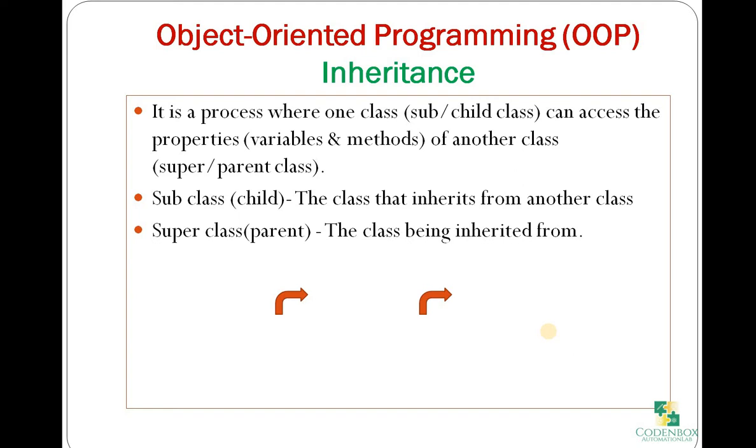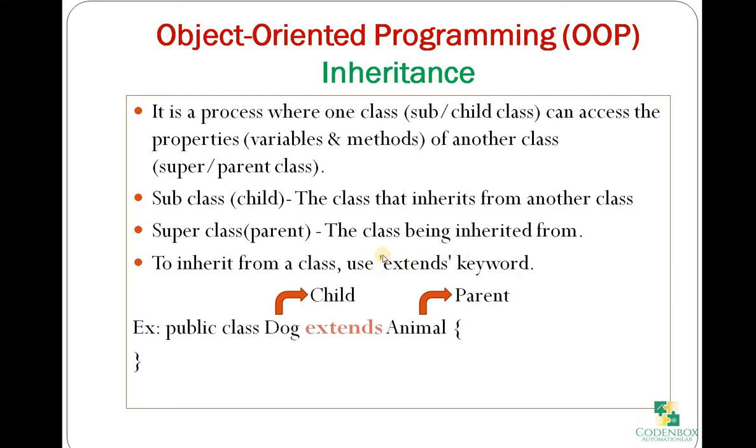As soon as we establish the relationship between two classes following the inheritance concept, one class would be the child class, another class would be the parent class, and then the child class will have complete access to all of the properties of its parent class. To inherit from a class, we have to use the extends keyword. This is the magical word that will establish a relationship between two classes as a child class and a parent class.